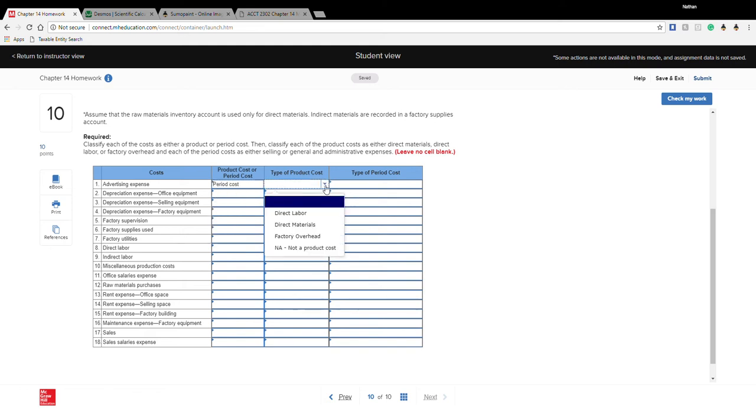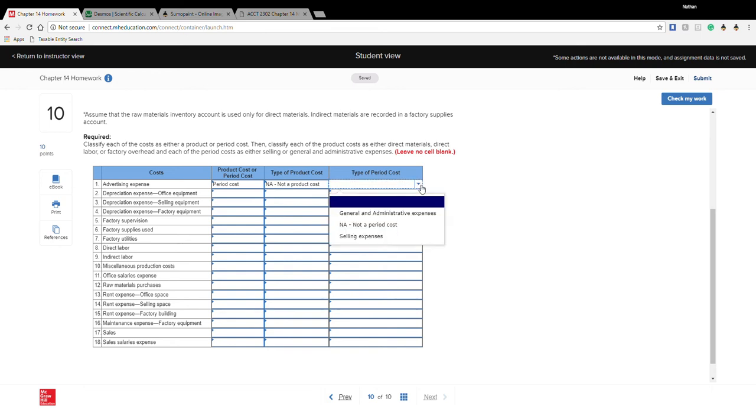So during this problem, you need to go ahead and put NA if it's not dealing with that particular cost, because you cannot leave any cells blank. Type of period cost, we have 2. Advertising is always going to be a selling thing, because again, that's all about marketing. So let's go down the list real quick of either product or period cost.